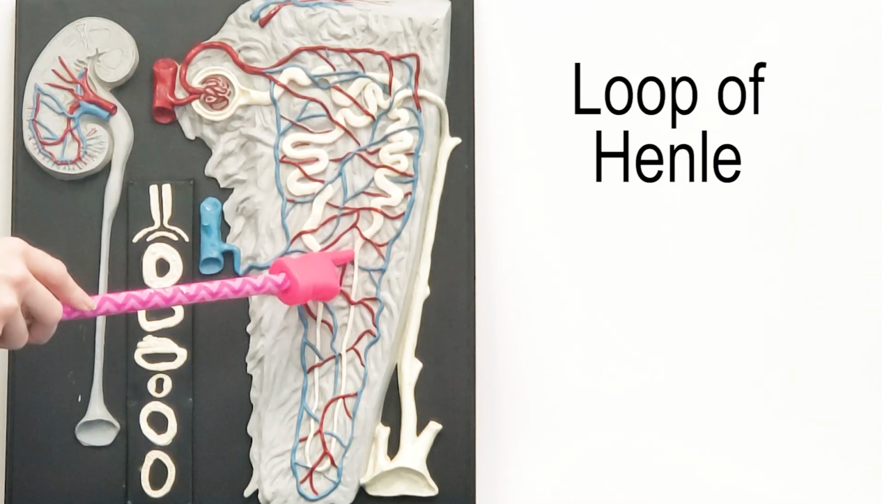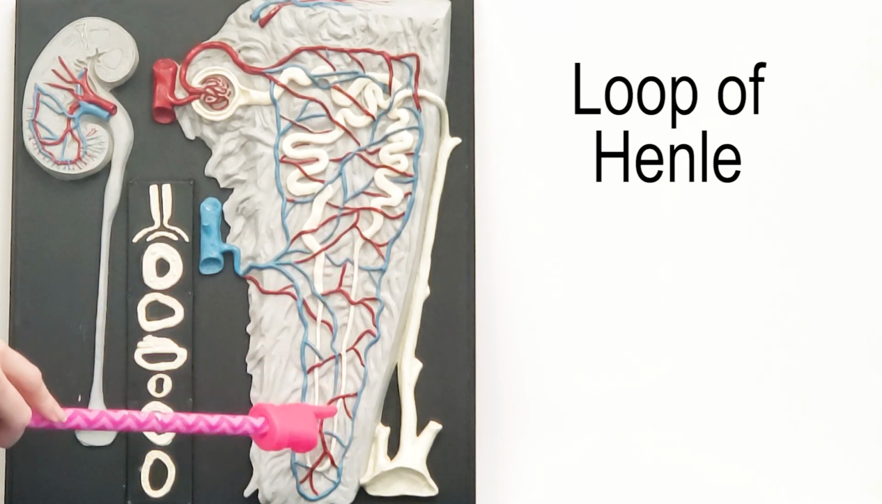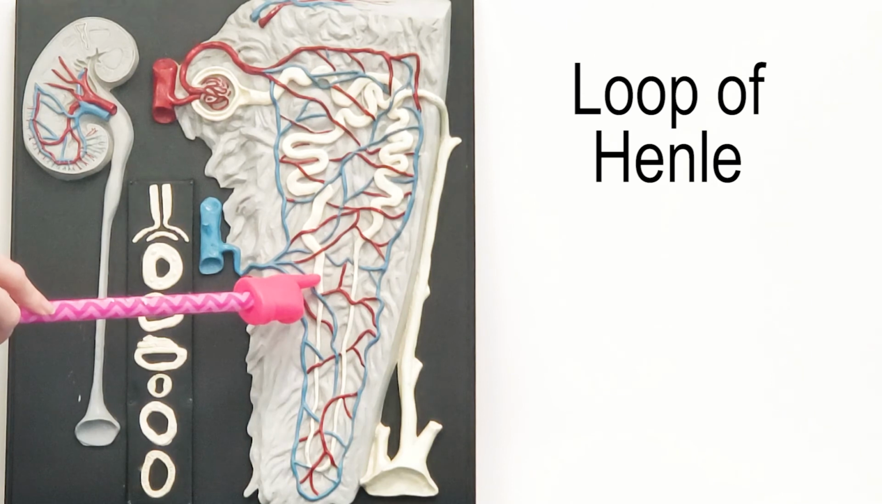Loop of Henle. Consists of a descending limb and an ascending limb.